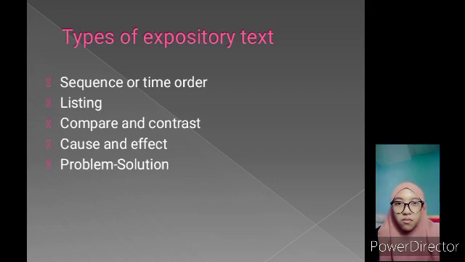There are 5 types of expository text. First is sequence or time order. Second, listing. Third is compare and contrast, and then cause and effect. The last is problem solution.